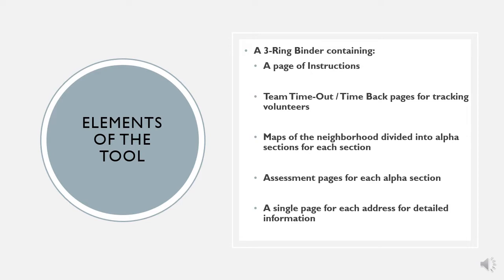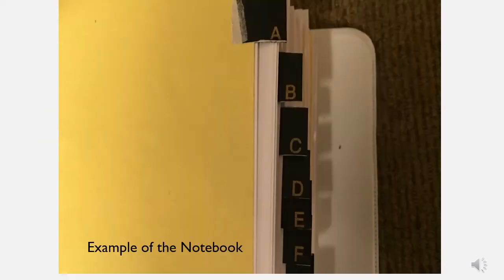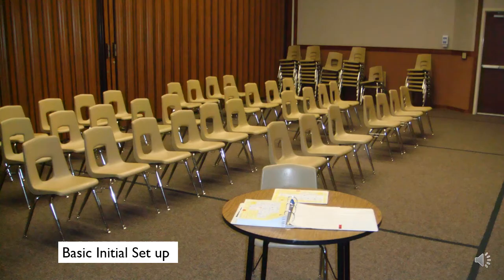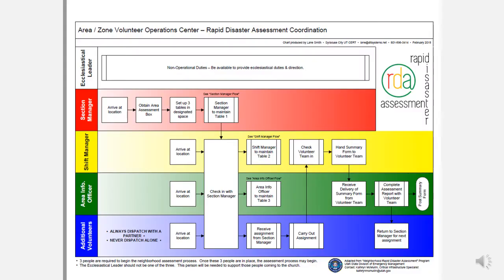Also in this tool is a map of the area divided into sections, and then the pages that are needed to do the assessment, and then other forms to help with the process. We will go through all of those in just a bit. This is an example of the notebook with its alpha sections. Here is the initial setup. There needs to be 3 tables set up and then a place where people can sit down if needed. Here's a flowchart of how things should be set up and the flow of volunteers. This can be found in the files that we will talk about in a minute.